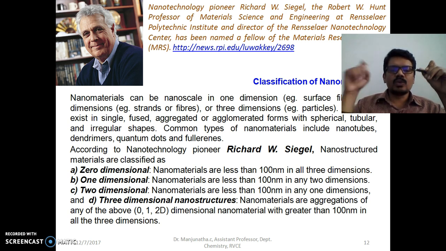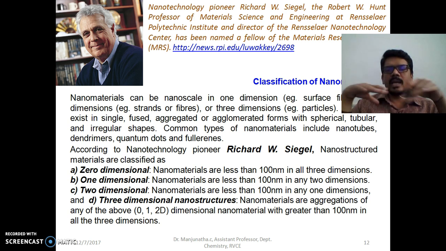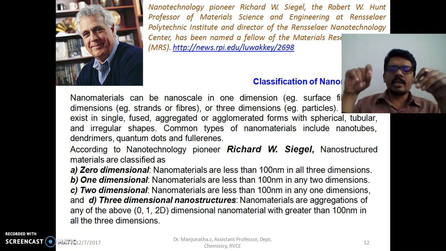And the third one is two-dimensional. These are the materials that are less than 100 nanometers in one dimension, and they have grown beyond 100 nanometers in the other two dimensions, either length or breadth. Maybe the thickness will be less than 100 nanometers, and the length and breadth go beyond 100 nanometers.